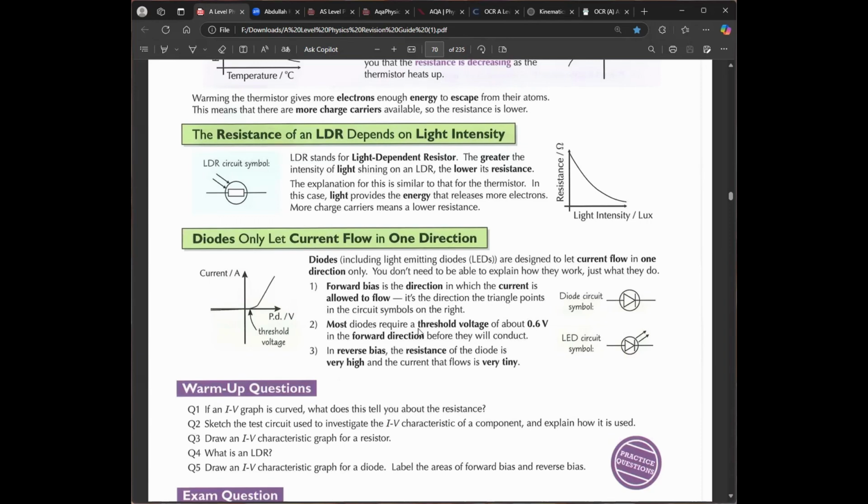Most diodes require a threshold voltage. If you see here at the start, even if you have it connected in the forward bias, the current still does not flow. So you have to provide a threshold potential difference for the current to start flowing. If you have an LED, usually that is not a problem. When I work with LEDs, my power supply is 15 volts in most cases.